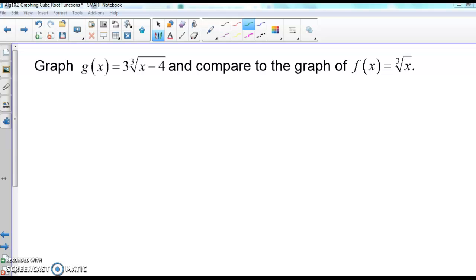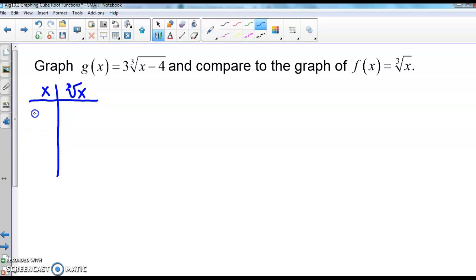I'm going to use this example to illustrate how to graph and describe the transformations of a cube root function. I'm going to start with my table of values. These are the table of values for the parent cube root function.